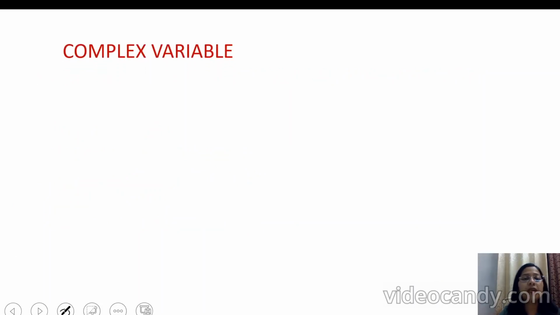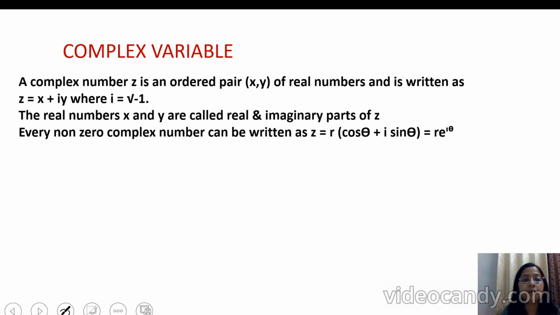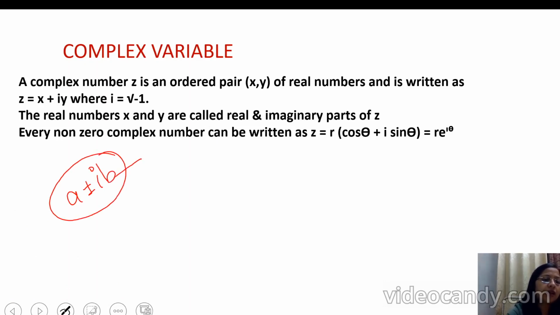Right, so you must have heard about the complex numbers. Those were nothing but the combination of the real numbers written in this manner, a plus or minus iota b, where a and b were real numbers. So this combination is known as complex number. But here we are talking about the complex variable.